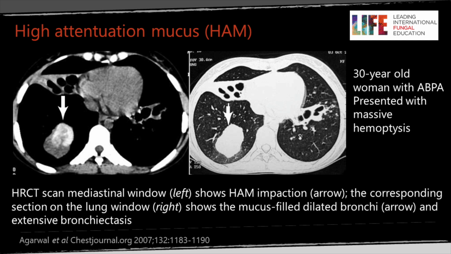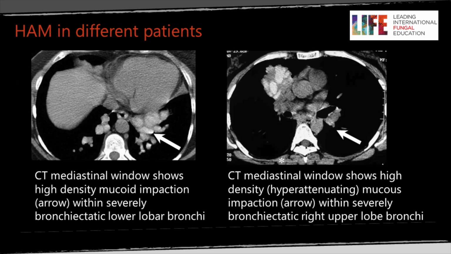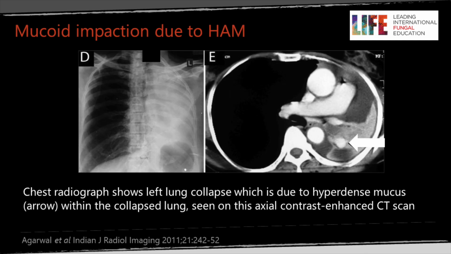Another example, also with chronically collapsed areas of lung and a very large area, grossly dilated bronchus with high attenuation mucus within in the right lower lobe. Two more patients showing, in the left-hand image, bilateral lower lobe high attenuation mucus, and on the right-hand image in the middle lobe. Sometimes when you've got the collapse, as I said, it's long-standing.